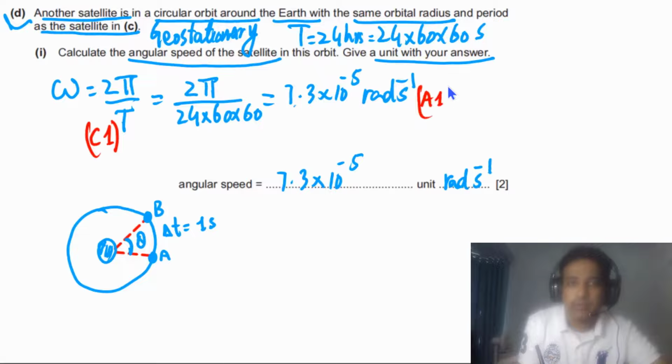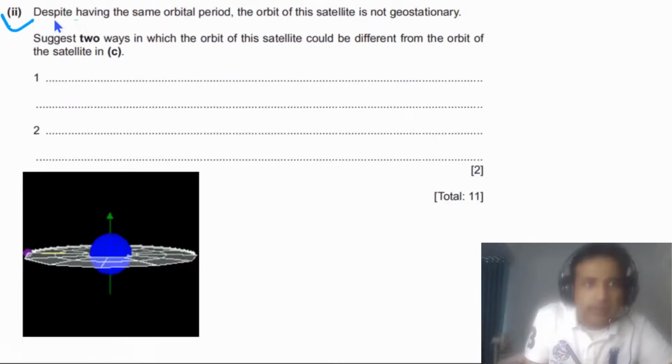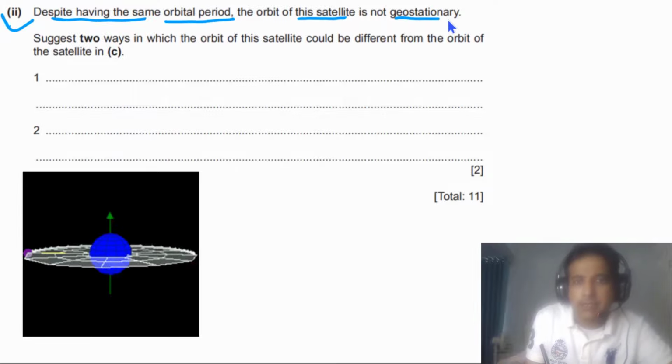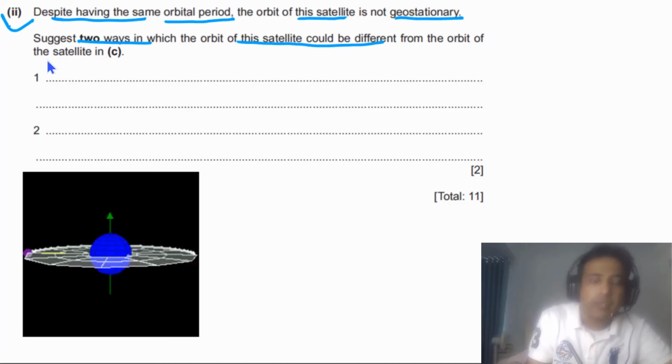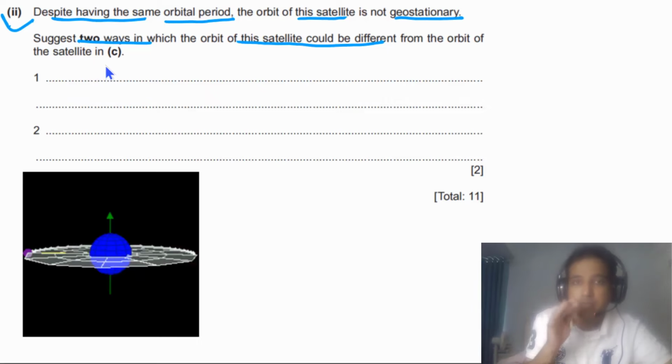The second part says, despite having the same orbital period, the orbit of this satellite is not geostationary. State 2 ways in which the orbit of this satellite could be different from the orbit of the satellite in C, or you can say the geostationary satellite.